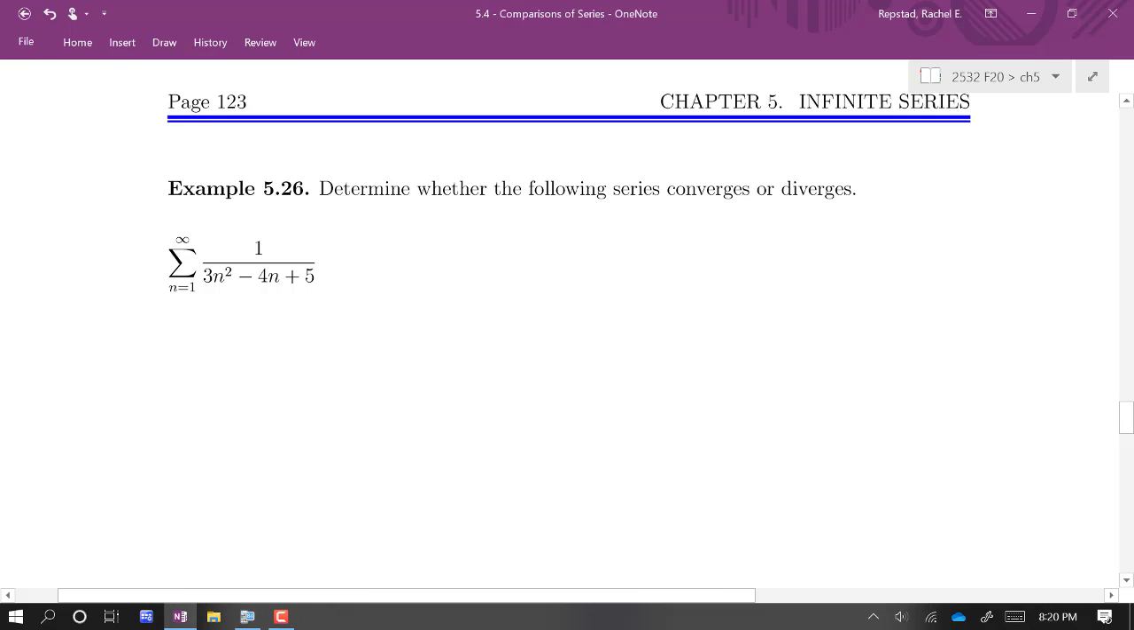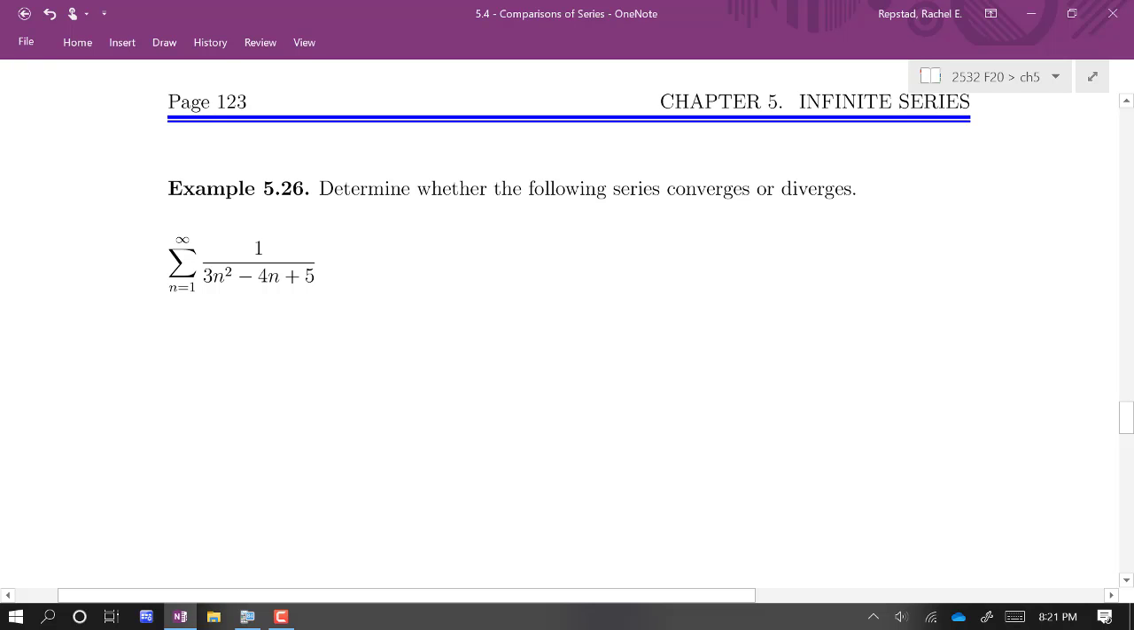All right, so that last example took quite a bit of algebra, kind of working out that limit. A lot of the time when we use the limit comparison test, it could be pretty quick. For example, let's say we want to figure out what happens to this series: 1 over 3n squared minus 4n plus 5. Those are the terms of this series. What we want to do is quickly pick a comparison series and evaluate the limit. We're going to perform the limit comparison test.